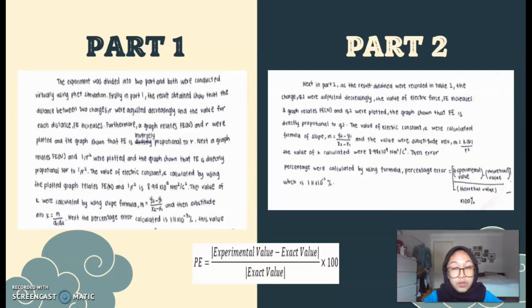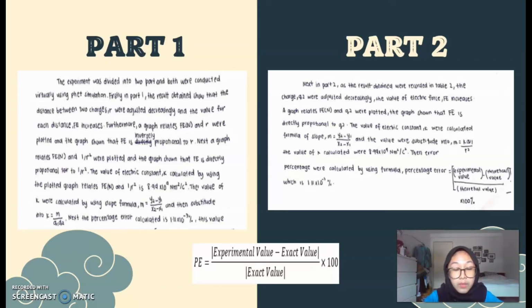The value of the electric constant was also calculated by using the same slope formula m equals y2 minus y1 over x2 minus x1. Then the value was substituted into the formula m equals k q1 over r squared. The value calculated is 8.99 times 10 to the power of 9 Newton meter squared over Coulomb squared. Then the percentage error obtained is also 1.11 times 10 to the power of negative 3%.